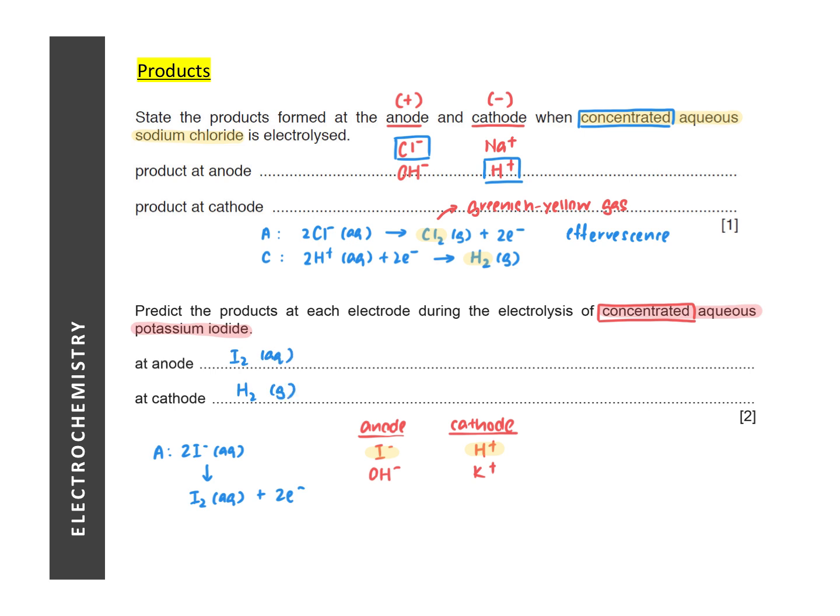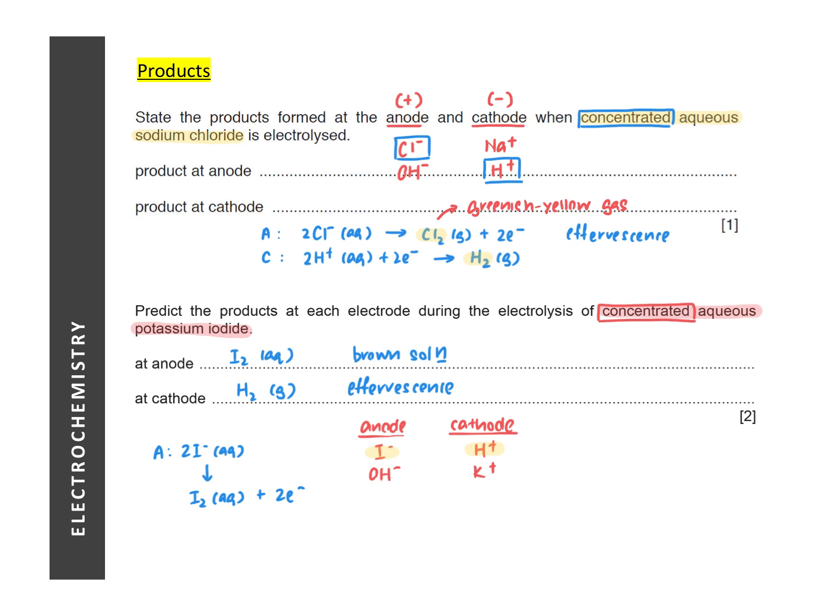So the last thing to do is to describe the observations. So for potassium iodide, you would see effervescence at the cathode, and you will see the appearance of either a brown solution or brown liquid appearing at the anode.